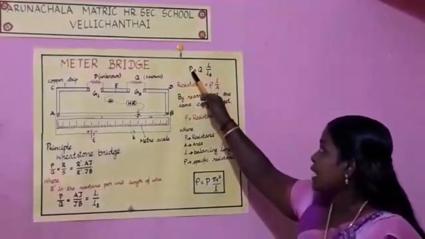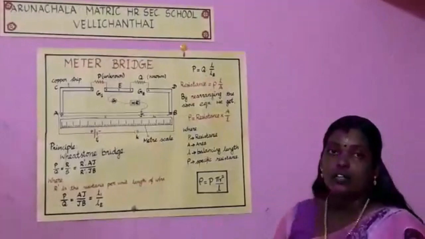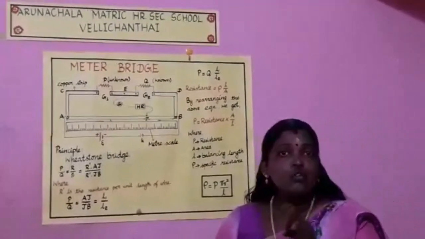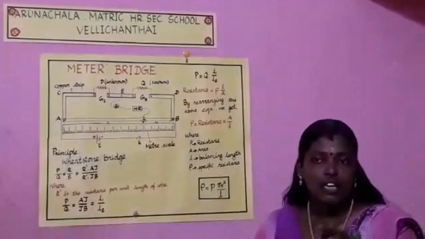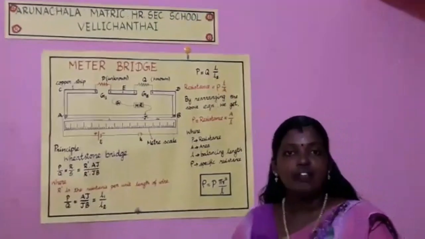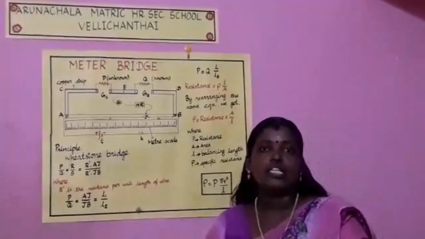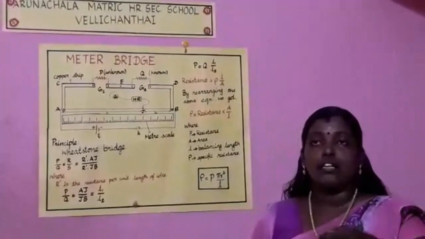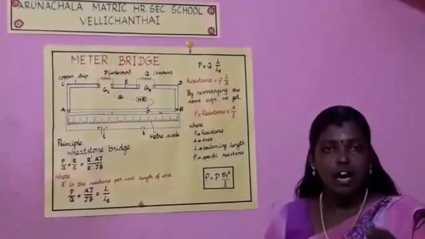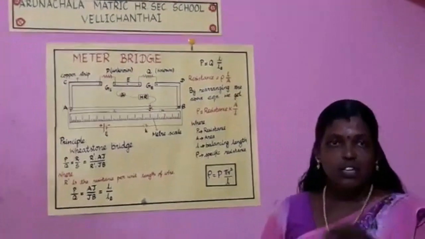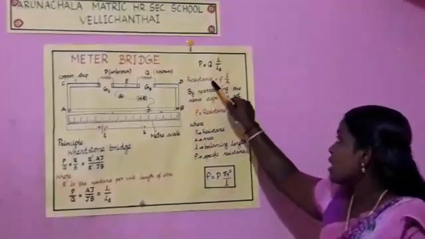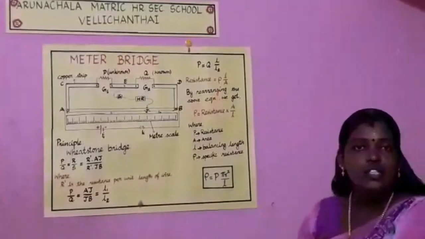The next P is equal to, what is P? This is the unknown resistance. What is the aim of this experiment? It is used to find the resistance of the given wire. If you are given a copper wire, you have to measure the specific resistance of the copper wire. Suppose you are given an aluminium wire, you have to measure the specific resistance of the material of the aluminium wire. So resistance R equal to rho into L by A.